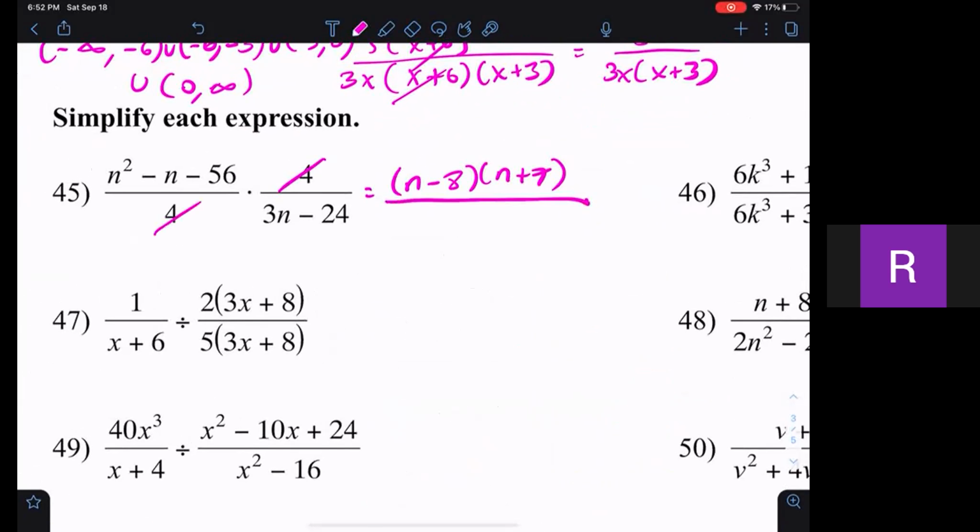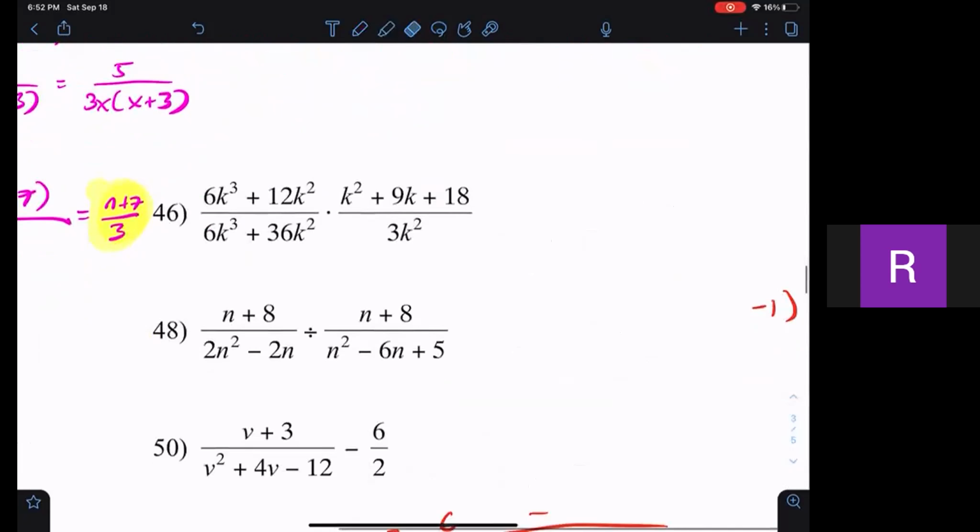And then on the bottom, I have 3, n minus 8. So this cancels, so n minus 7, and then 3. That's it, right? So this is the answer. Since they're not asking for excluded values, I'm done. Next.